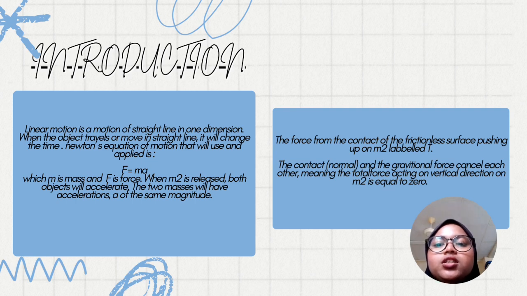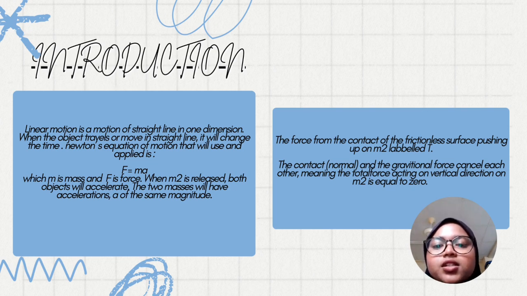Linear motion is a motion of a straight line in one dimension. When the object travels or moves in a straight line, its position changes with time. Newton's equation of motion that we will use and apply is F equals ma, in which m is mass and F is force. When m2 is released, both objects will accelerate.